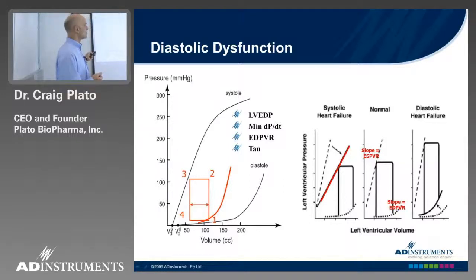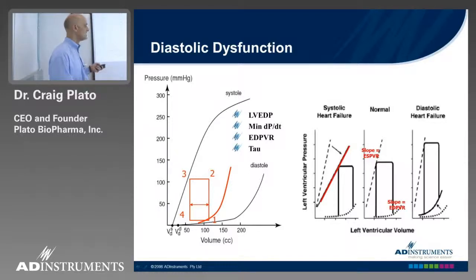The minimal or negative dP/dt tells us something about rate of relaxation, rate of pressure decay. End diastolic pressure-volume relationship tells us about the relationship between volume and pressure. And tau, again, is the monoexponential relaxation coefficient, a load-independent measure of cardiac relaxation.